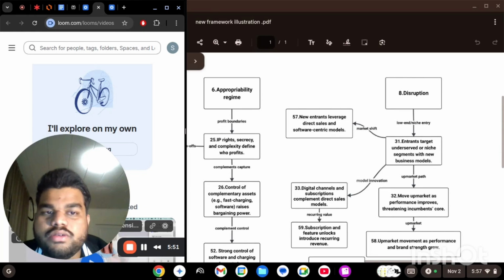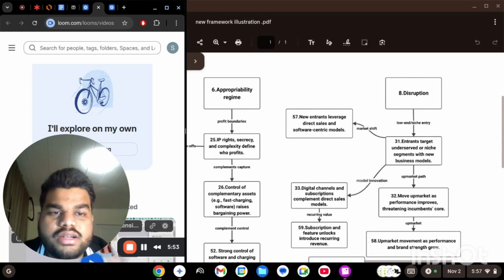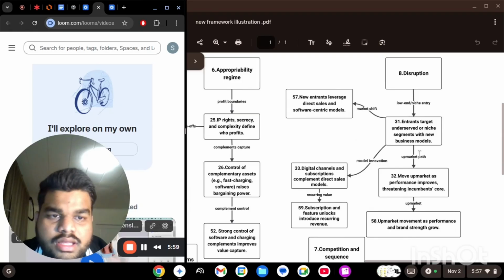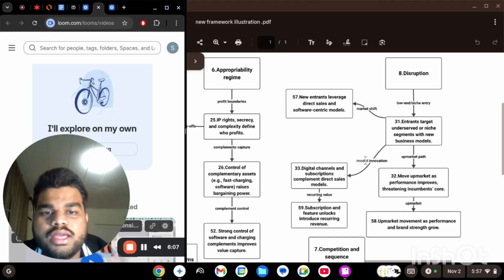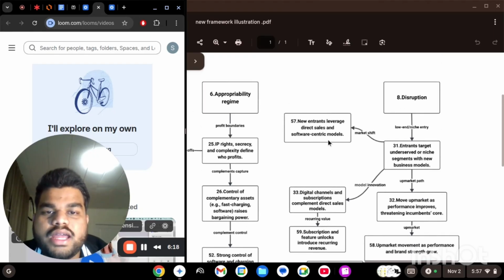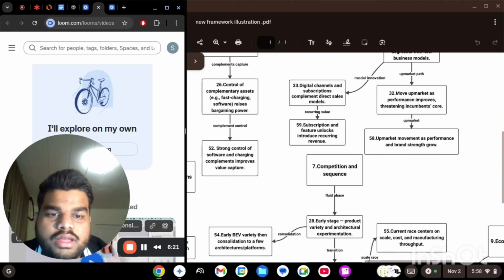And the eighth one is disruptive innovation. This is mainly low-end and niche entry. New entrants target underserved or niche segments. In the move up market, performance improves, threatening incumbent scores. Upmarket movement happens as performance and brand strength grow. In business model innovation, we have digital channels, subscription, and complement direct sales models. In this recurring value, subscription feature unlocks recurring revenue. New entrants leverage direct sales from a software-centric model as a market shift.